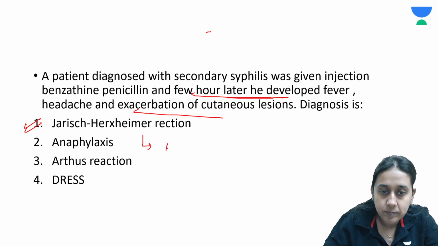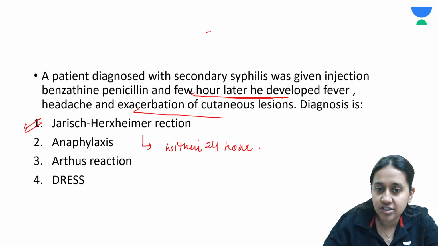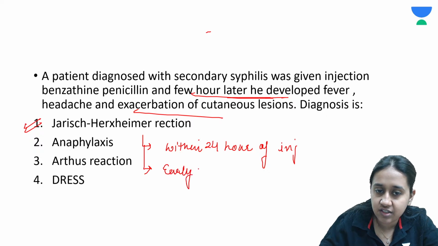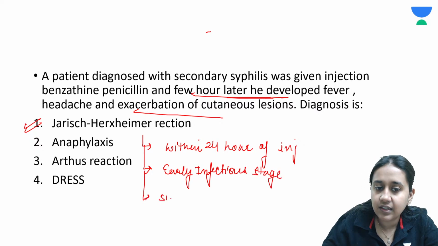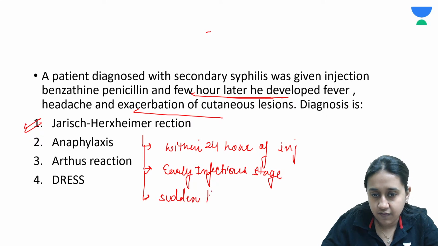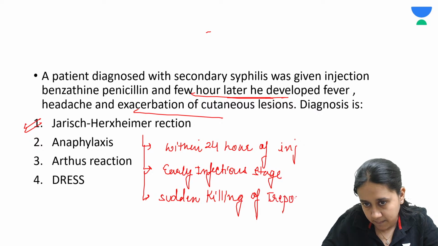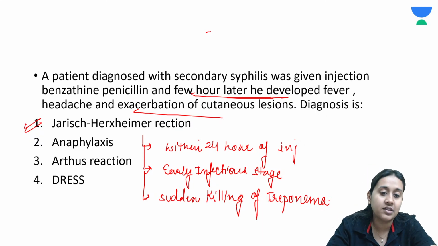Now this occurs in the patients with high treponemal load, so early infectious stages like primary or secondary. And the reason behind this is because of sudden killing of treponemas. When there is sudden killing of treponemas, it generates an inflammatory response giving rise to Jarisch-Herxheimer reaction.